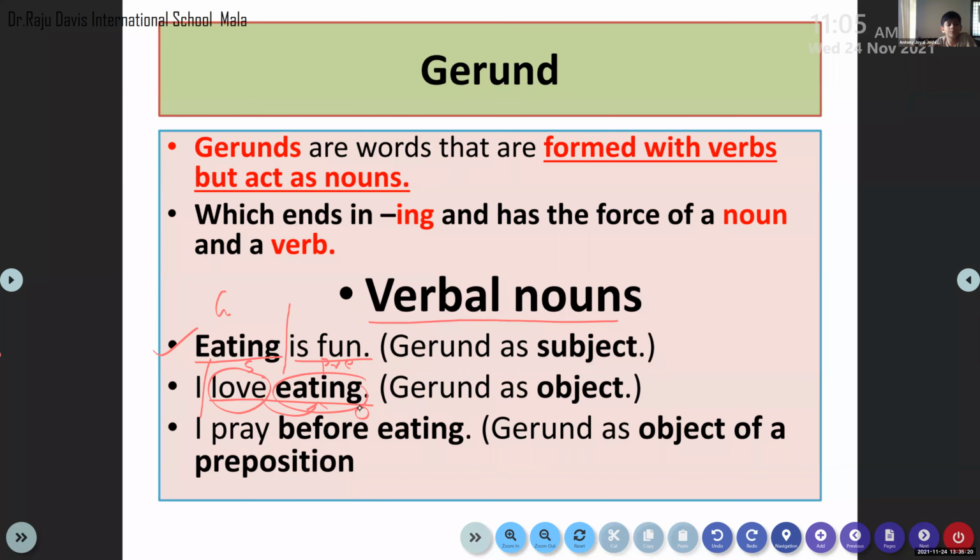Ma'am, is eating an adverb? No, because it comes after a verb. Here we are not touching any adverbs. Here we are actually talking about gerunds. Don't get confused with the adverbs and all.